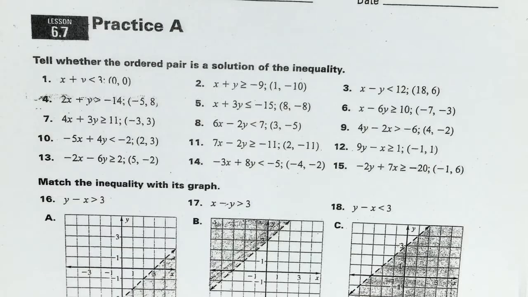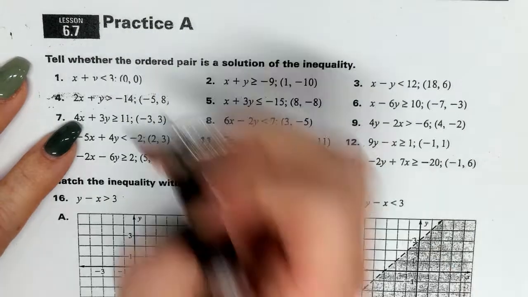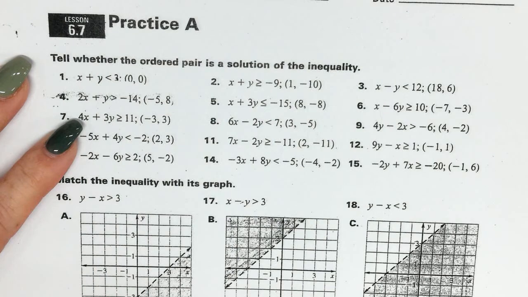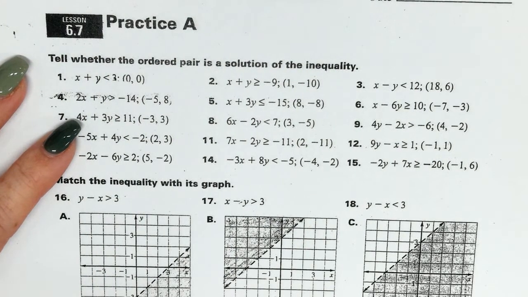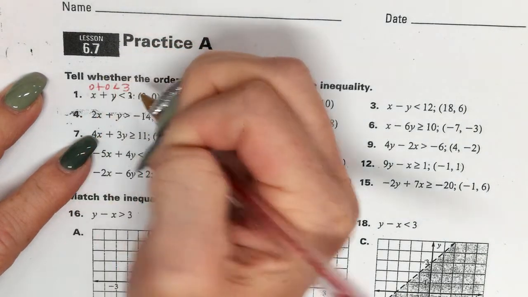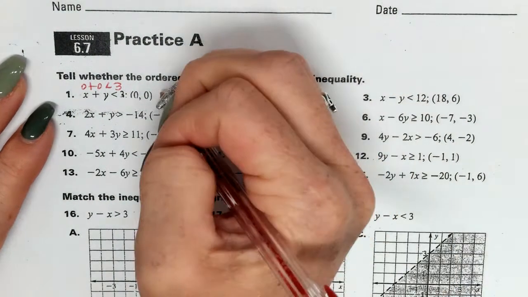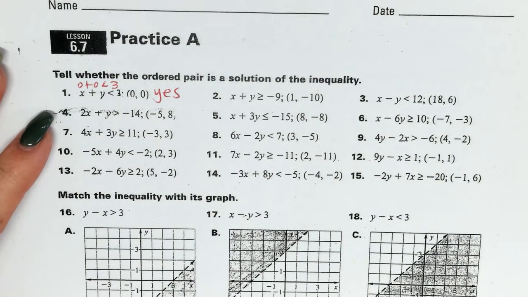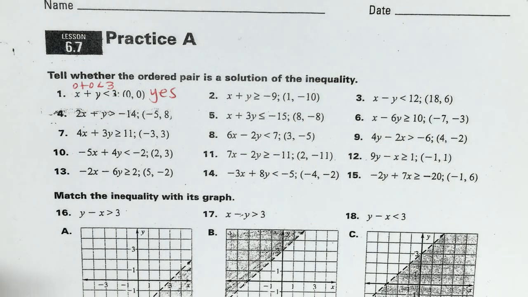Put your name on your paper at the top, 1 through 15. You are going to see if yes, it's a solution or no, it's not. So look at number 1. That's supposed to say x plus y is less than 3. You would plug in 0 for x and 0 for y, yes? So I'd have 0 plus 0 is less than 3. Is that true or false? So my answer would be yes. Any questions on the top part?